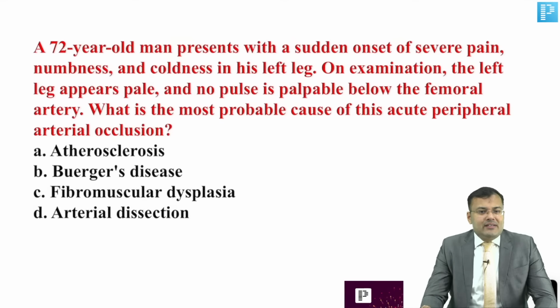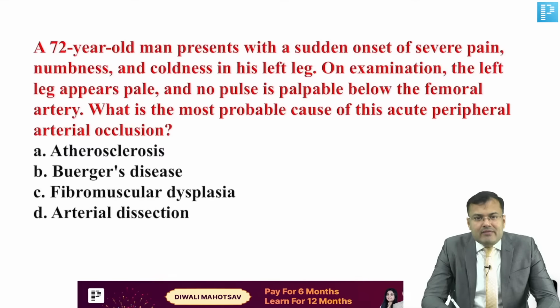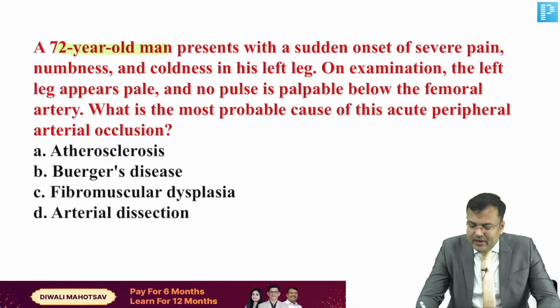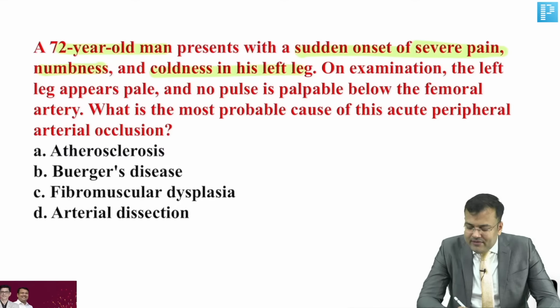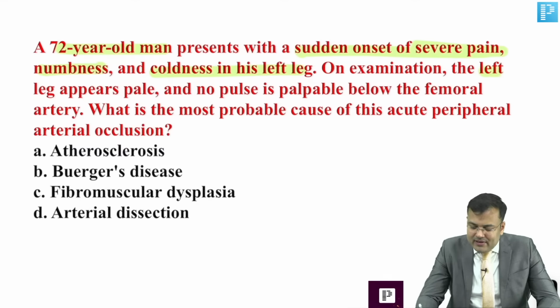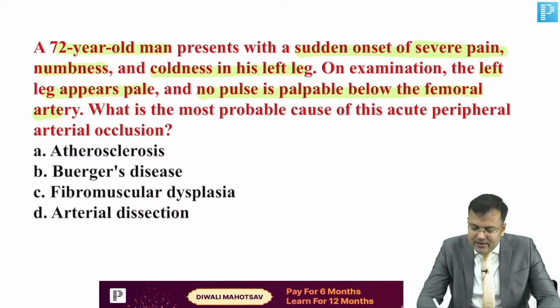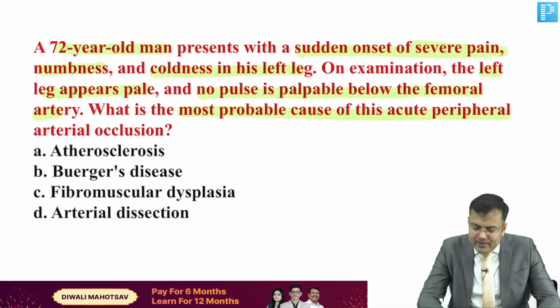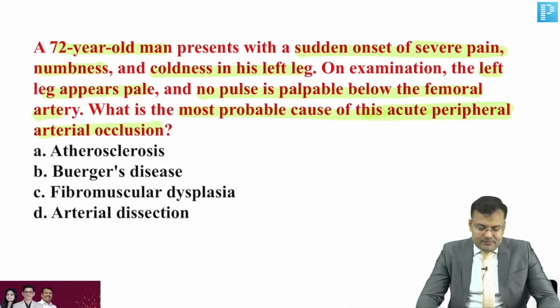Guys, tell me what is the correct answer here. Read the question. 72 years old man. There is sudden onset of severe pain, numbness, coldness in the left leg. On examination, left leg appears pale. No pulse is palpable below the femoral artery. Most probable cause is acute peripheral arterial occlusion. Most common cause. Everybody is correct.